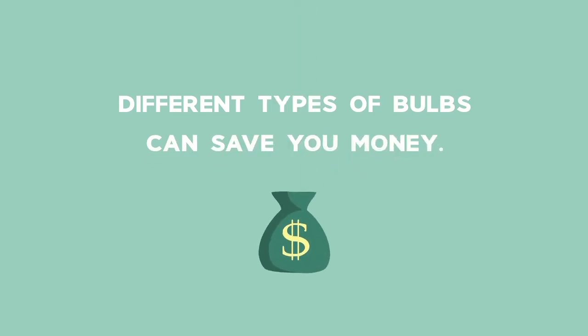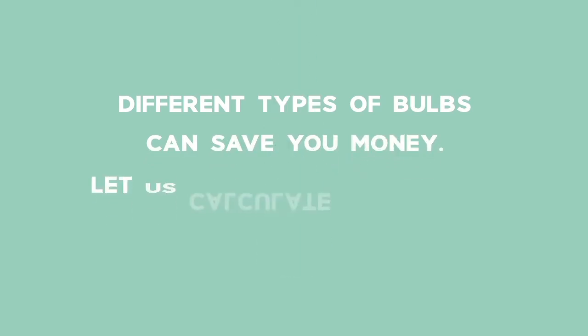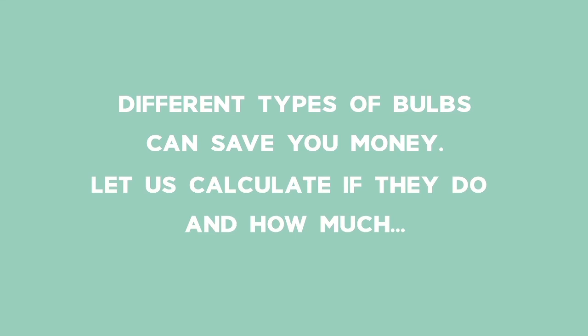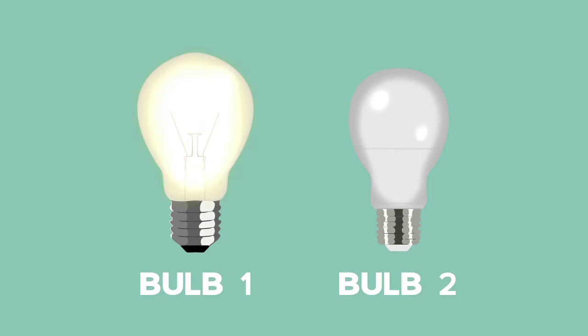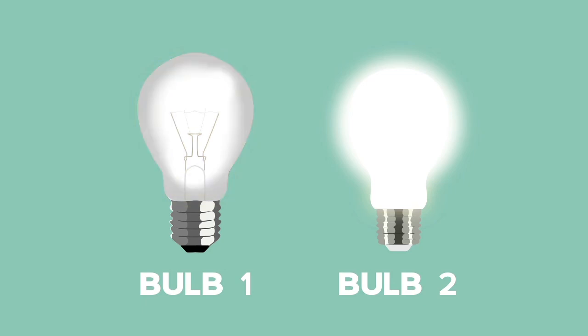There are different types of bulbs on the market designed to save us money. Let's use calculations to see if they actually do save us money. The two light bulbs shown have got different power consumption values. The incandescent bulb on the left gives out less light for the same power, so it uses more electricity. That costs money and is not sustainable for the energy production in industry.